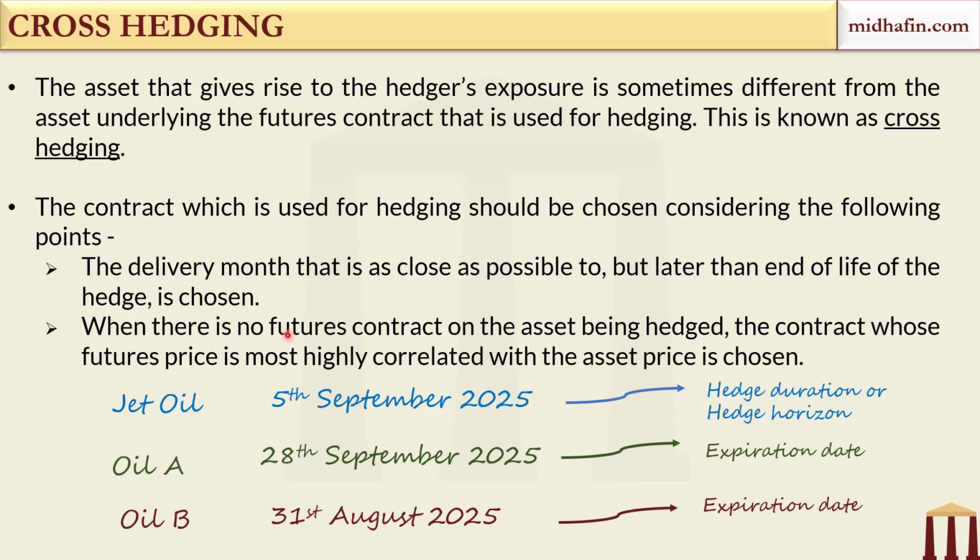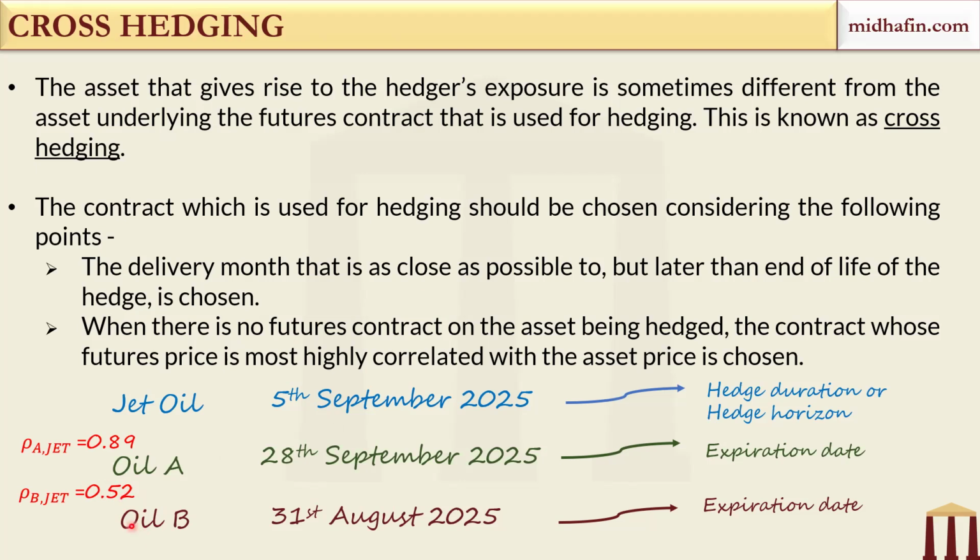So first, let's discuss the correlation. The correlation of oil A with jet oil is 0.89. And the correlation of oil B with jet oil is 0.52. Which oil should be used for hedging? Oil A or B? A. Obviously A, correct? Because the correlation is higher. So we eliminate oil B altogether. We will not use oil B.